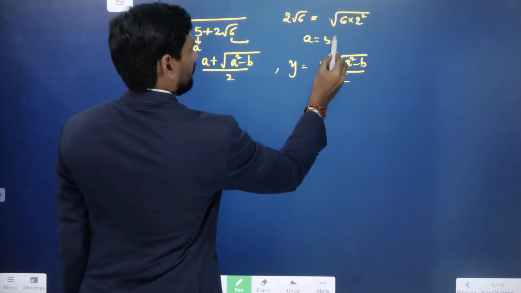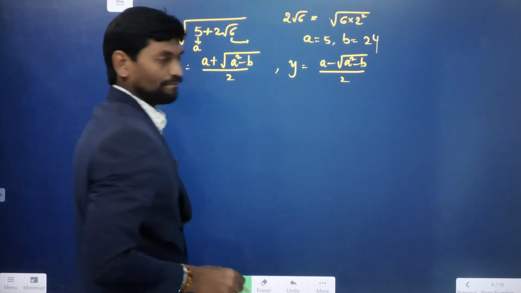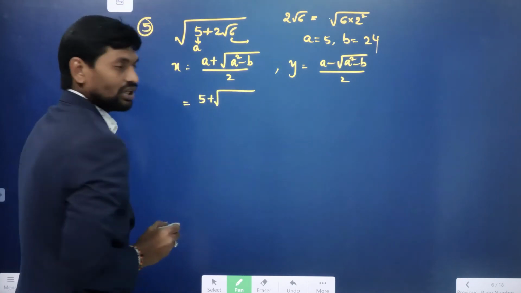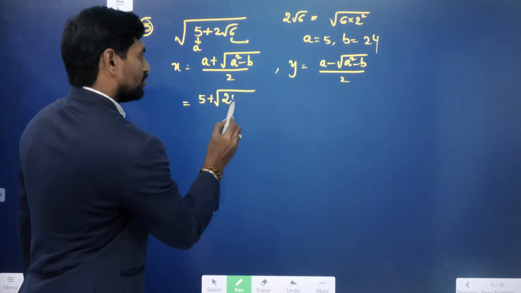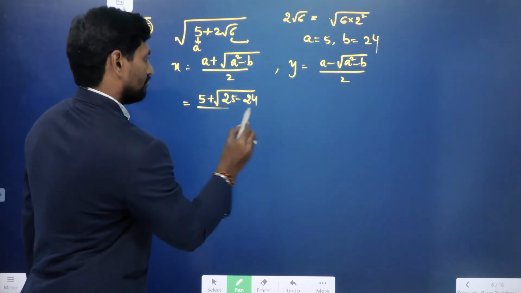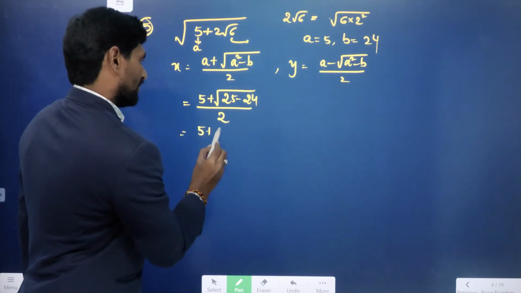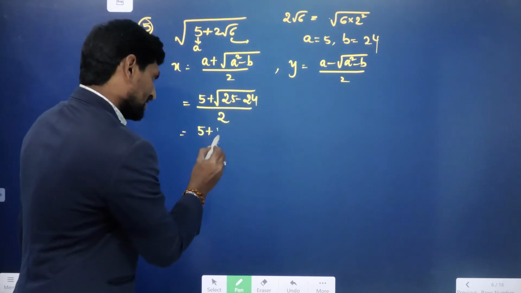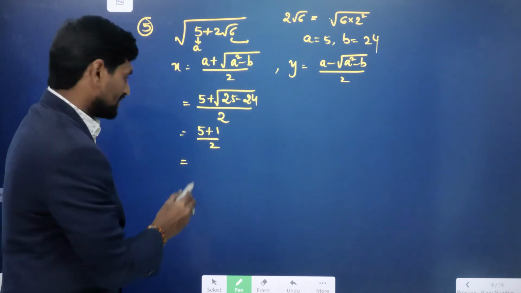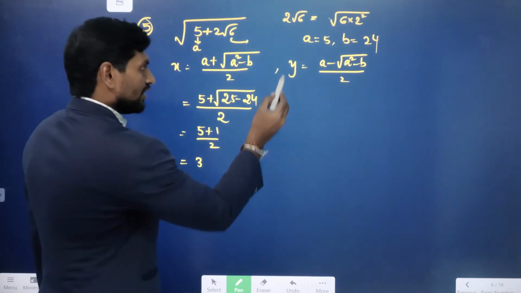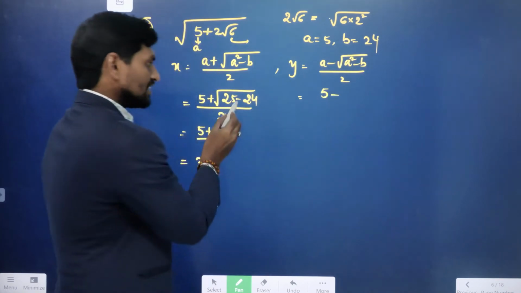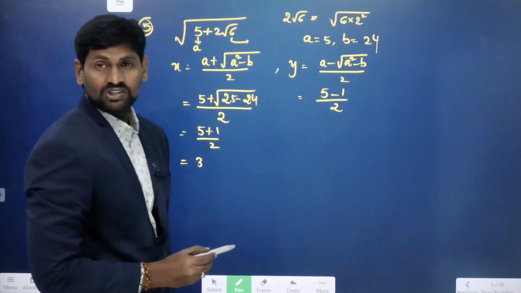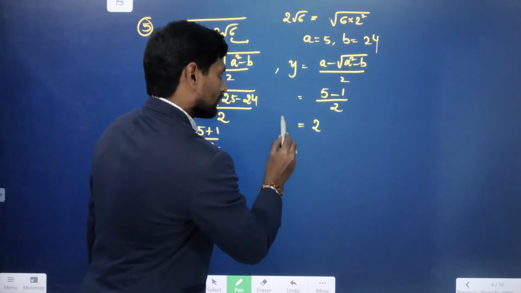From this, a value is 5 and b value is 24. Let us substitute the values. So x is 5 plus root over a square, 5 square is 25, minus b value 24, by 2. That equals 5 plus root over 25 minus 24, which is 1. Root over 1 is 1 itself, so 1 by 2. That means 5 plus 1, 6. 6 by 2 is 3. Now y value: 5 minus root over 25 minus 24, that is 1 itself. 5 minus 1 is 4. 4 by 2 is 2.